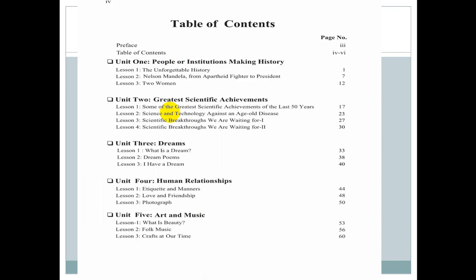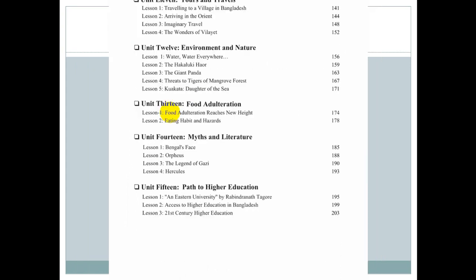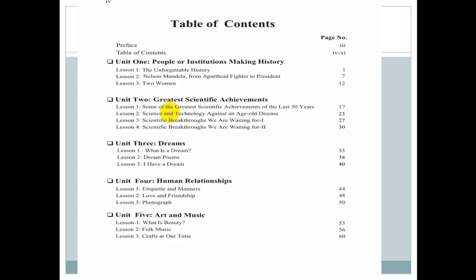Okay. So if we look at the table of content, we can see there are 15 units in this book. So you have to go through these 15 units during your academic year. I, accompanied by other teachers of English department, will take classes for these units.